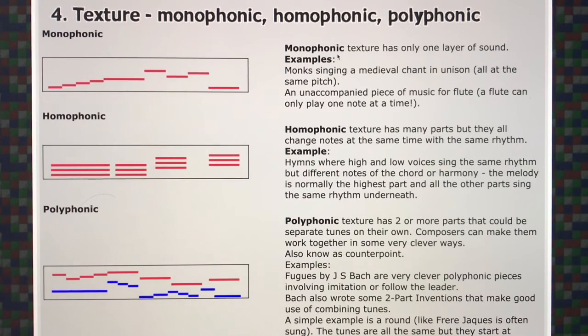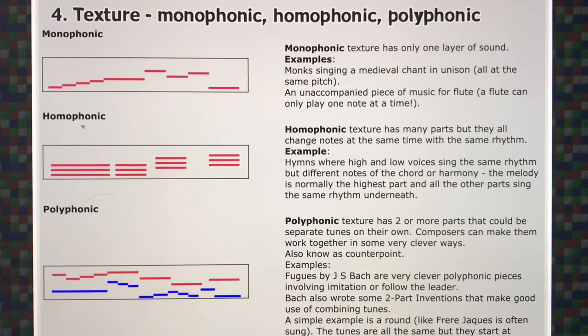So some examples: when you might hear monks singing in a medieval chant in unison, which means all at the same pitch. So there's lots of them, but they're all singing the same notes together. So that's one layer. And an accompanied piece of music for flute. If you didn't know, a flute can only play one note at a time. So if there's no accompaniment, if there are no other instruments, then that music's going to be monophonic.